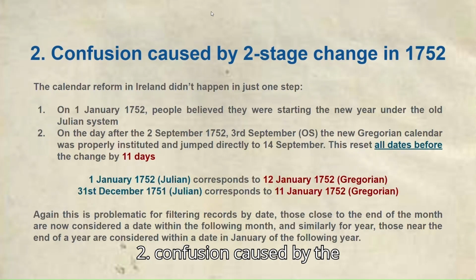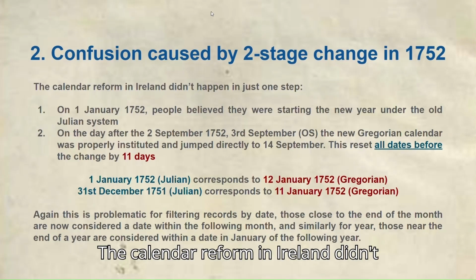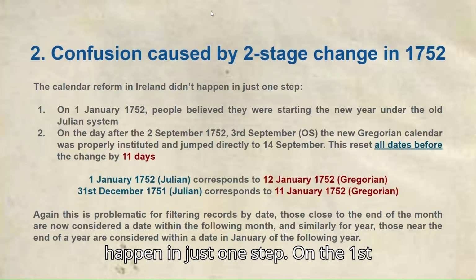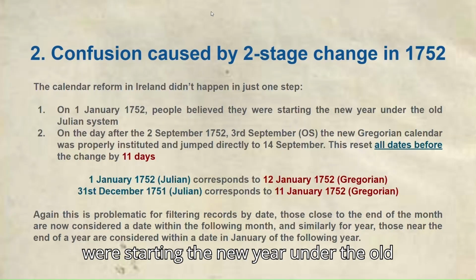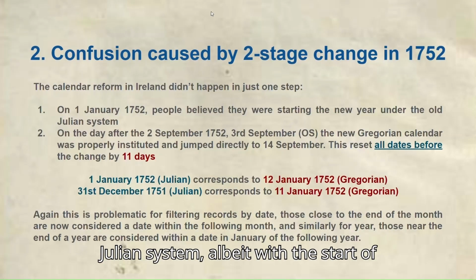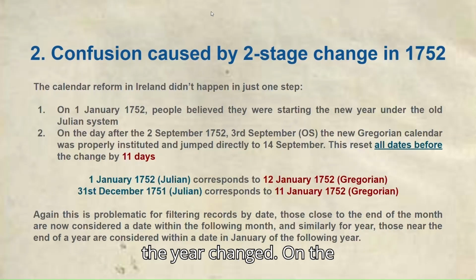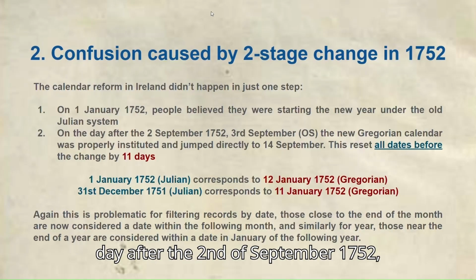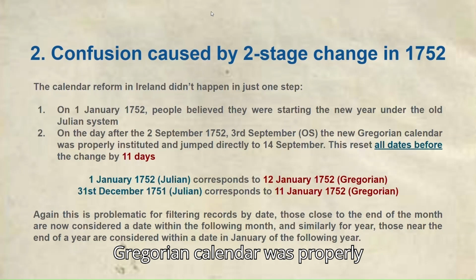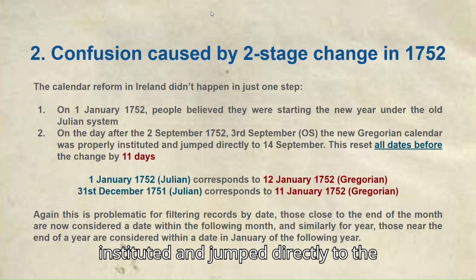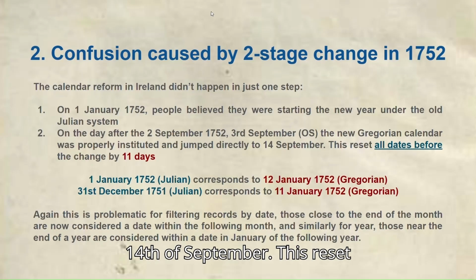Number 2. Confusion caused by the two-stage change in 1752. The calendar reform in Ireland didn't happen in just one step. On the 1st of January 1752, people believed they were starting the new year under the old Julian system, albeit with the start of the year changed. On the day after the 2nd of September 1752, the 3rd September Old Style, the new Gregorian calendar was properly instituted and jumped directly to the 14th of September. This reset all dates by 11 days.